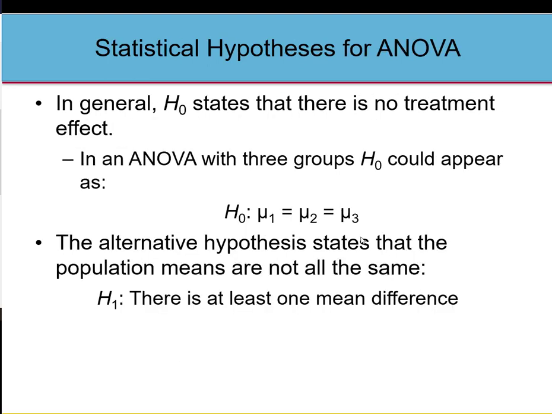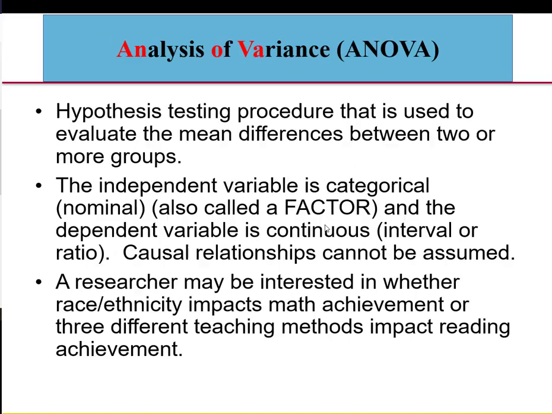So, in general, the null states that there is no treatment effect. So in an ANOVA with 3 groups, the null could appear like this. The null: the mean of group 1 is equal to the mean of group 2 is equal to the mean of group 3. The alternative hypothesis states that the population means are not all the same. So I could rewrite this with not equal signs here, or I often just see there is at least one mean difference, because if this one is not equal to this one, then we will have a significant ANOVA overall test.